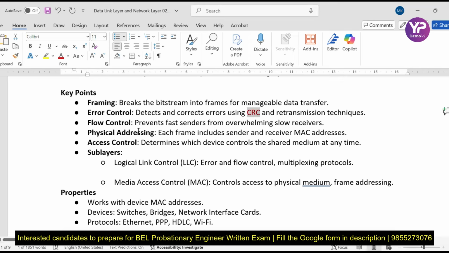Next, flow control. Prevent fast sender from overwhelming slow receiver. Fine. Any doubt? Next is physical addressing. Each frame includes sender and receiver MAC address. Yeah, that's the MAC address we used at data link layer. And access control. Now, see, what do you mean by access control?